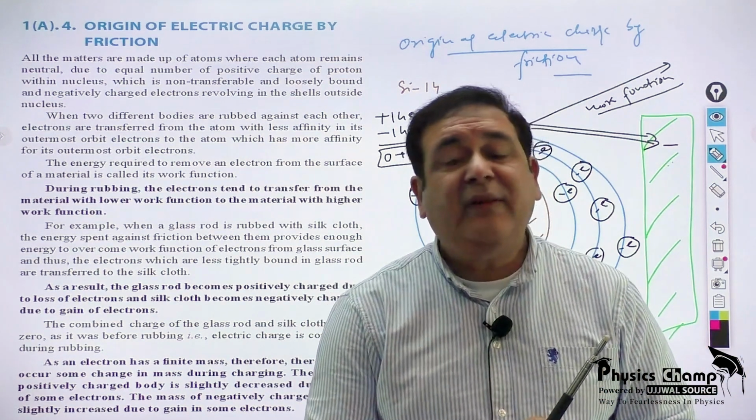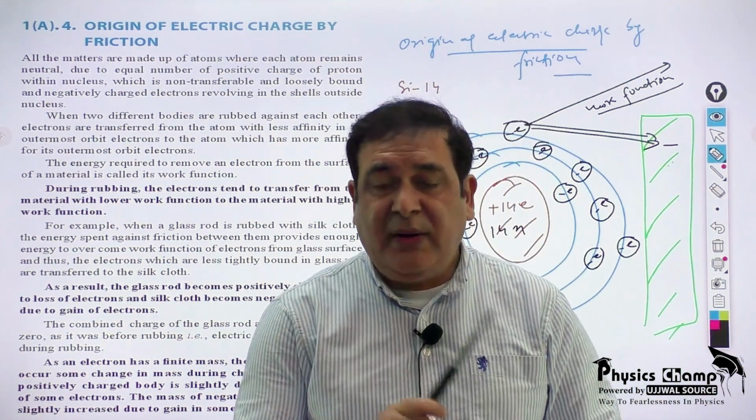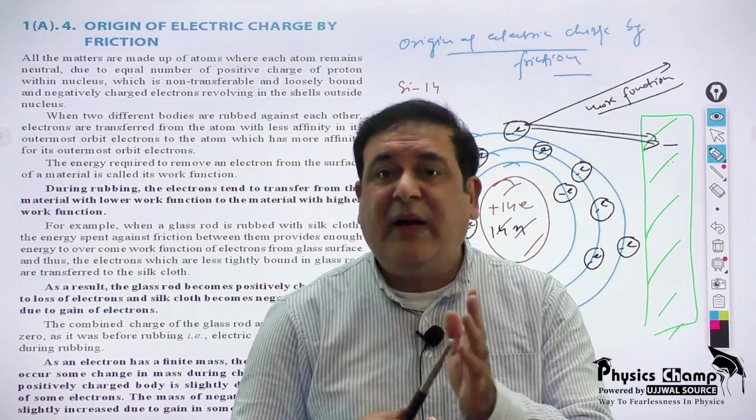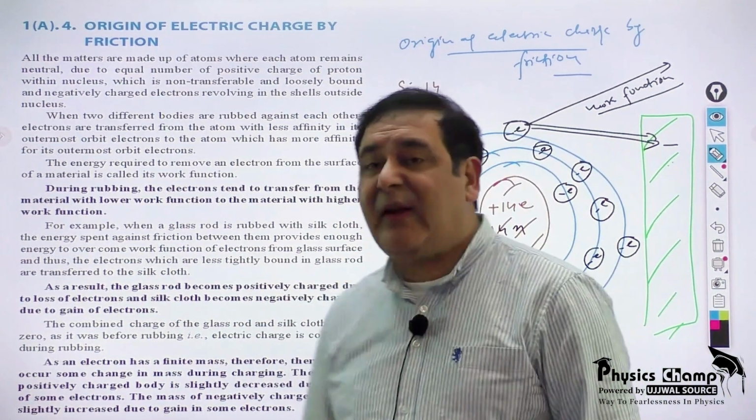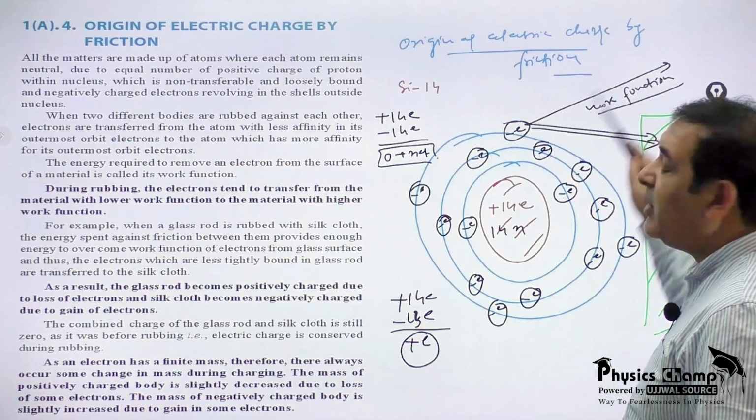And from where does this energy of work function come? It is the energy during the friction that is provided by the external source. It provides the required energy to overcome the work function.